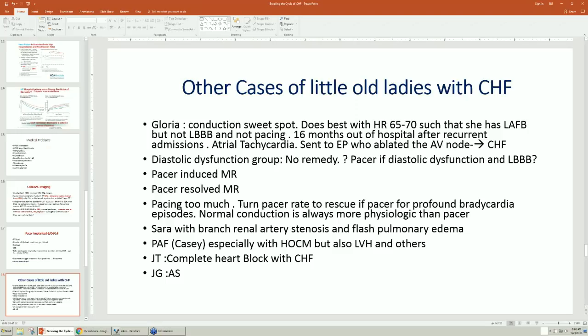Pacer-induced mitral regurgitation, pacer-resolved mitral regurgitation. When I first saw pacer-induced mitral regurgitation, I really didn't understand it. I turned the pacer off, it would go away, I turned it back on, and what happened? So I called Dr. Stromquist, who was putting pacers in at the time at Tampa General, and he said it doesn't exist. And I turn it on, and there it is, and I turn it off, and I can't believe it doesn't exist because I have to believe my own eyes. So then he goes and asks Dr. Mester, and Dr. Mester said, no, it doesn't exist. And so I turn it off and turn it on, there it is.